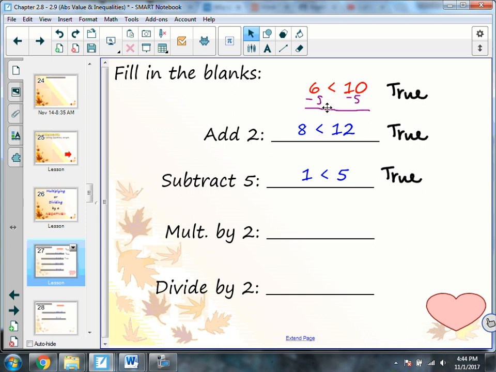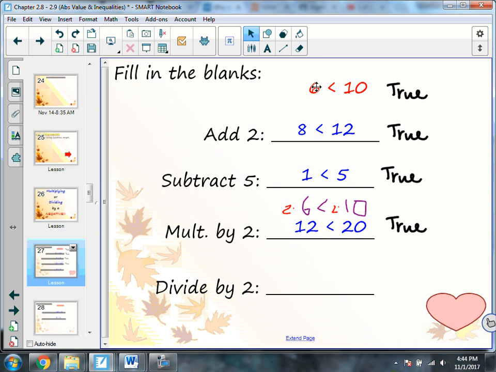Then let's consider our original inequality, and we multiply both sides by 2. I have 6 is less than 10. That's my original inequality. And if I multiply both sides by 2, what I get is 12 is less than 20. And 12 is still less than 20, so that is still true.